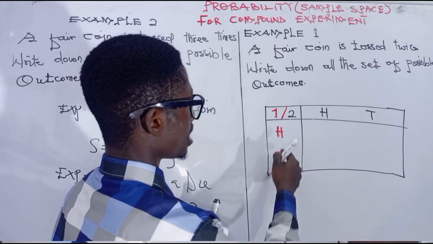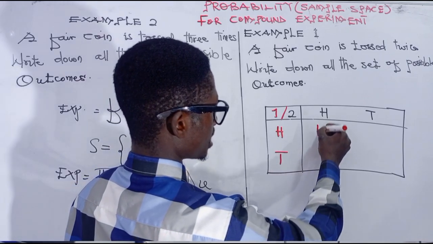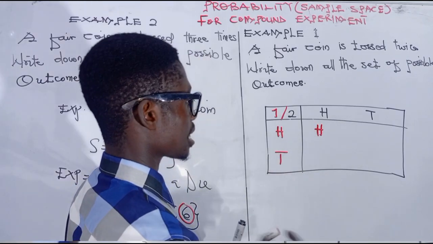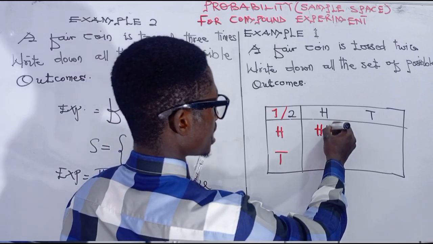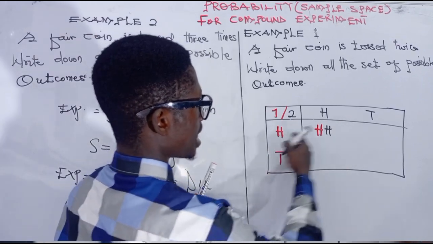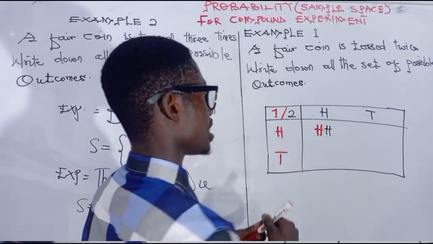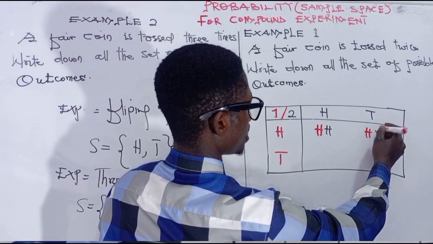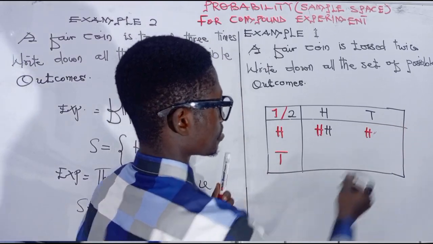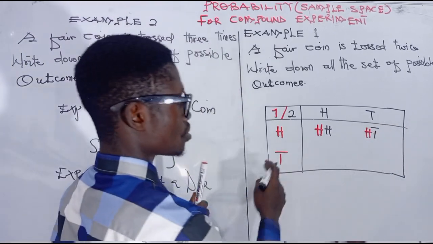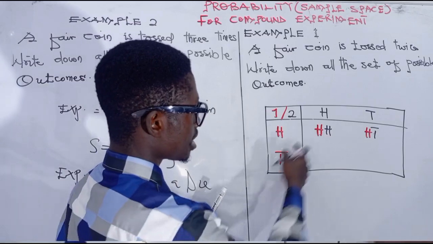So we are going to have head, head. Let me use the black and red for you to see well. Head, head. And then we have head, tail. Then move on to the tail. We have tail, head.